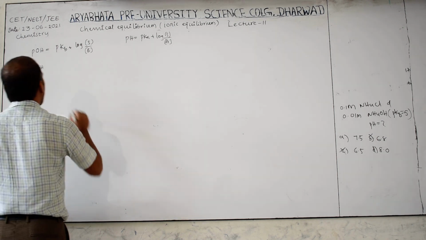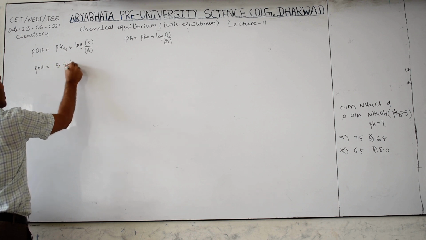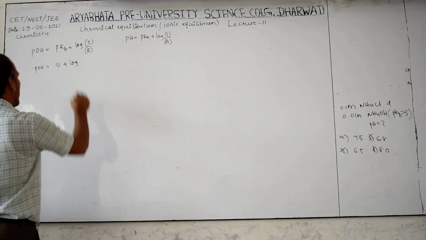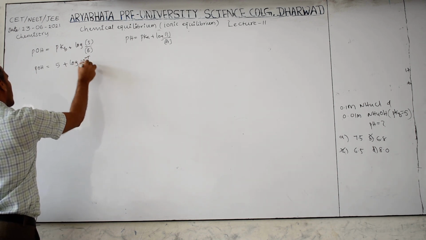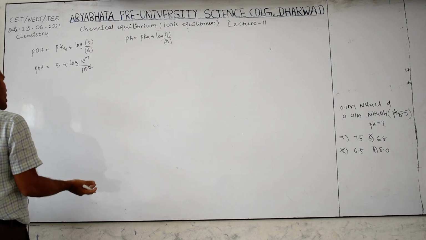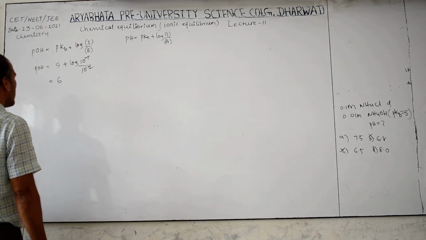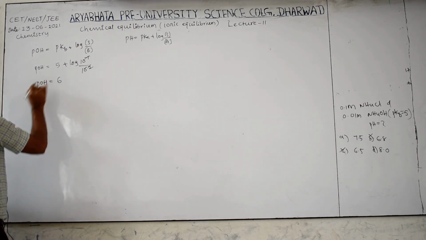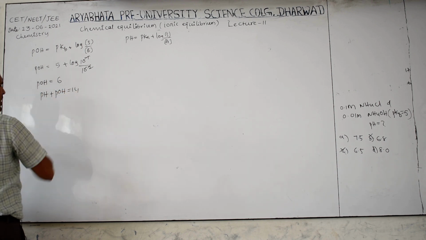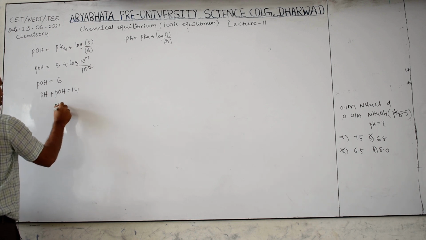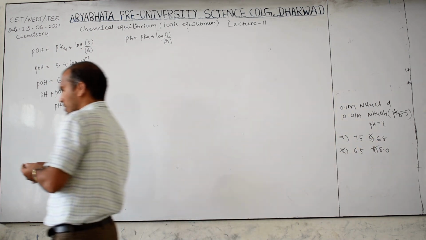Now pOH is equal to pKb. The pKb value given is 5, plus log of salt concentration, how much? 0.1, that is 10 power minus 1, base concentration 10 power minus 2. Then this is cancelled, minus 1 is left, the denominator goes to the numerator, then 1, then 5 plus 1, that is 6. Okay, therefore this is pOH. Now we know that pH plus pOH is equal to 14. Then it goes to the right side, 14 minus 6, that is pH is equal to 8. The answer is option D. Like this you have to calculate.